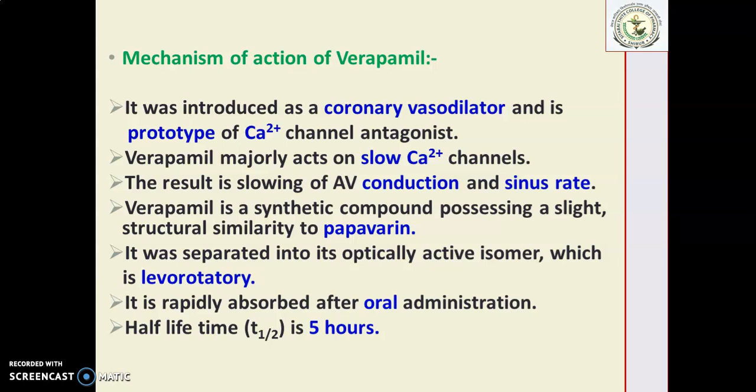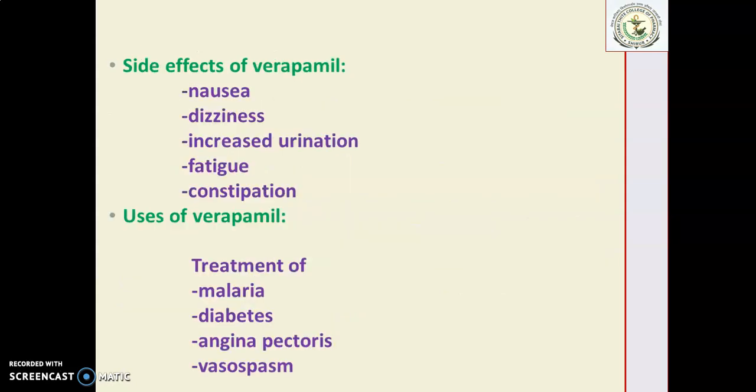Verapamil is a synthetic compound possessing a slight structural similarity to papaverine. This might be asked in an MCQ, which is the structure having similarity with papaverine. So you can easily tell the answer for that is verapamil. It was separated into its optically active isomer, which is levorotatory. It is rapidly absorbed after oral administration. The half-life of verapamil is 5 hours.